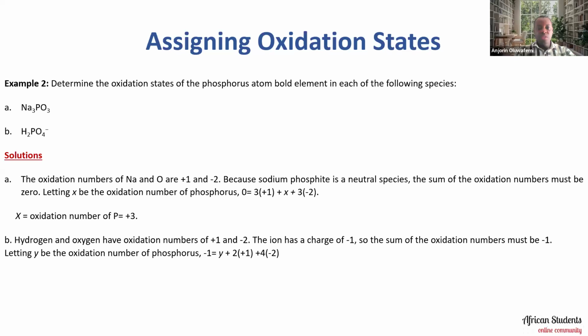Hydrogen and oxygen have oxidation numbers of +1 and -2. The ion has a charge of -1, so the sum of the oxidation numbers must be -1. Letting Y be the oxidation number of phosphorus, that means -1 will be equal to Y plus 2 multiplied by +1, that's from hydrogen, and then +4 multiplied by -2 from oxygen. So when we do that, we end up having the oxidation state of phosphorus represented with Y to be what? +5. So it exists in the +5 oxidation state in that particular compound.